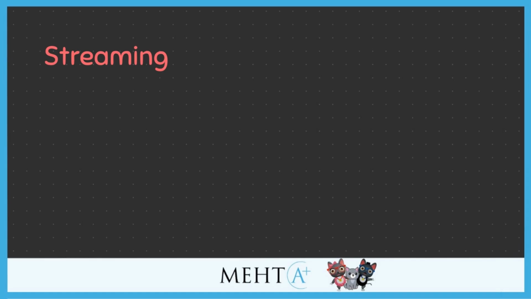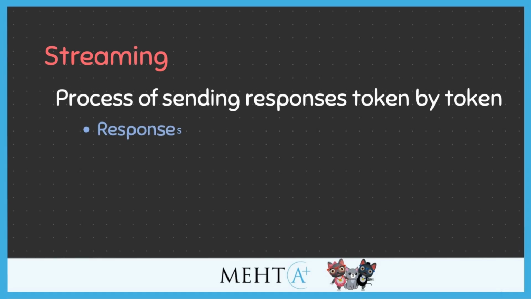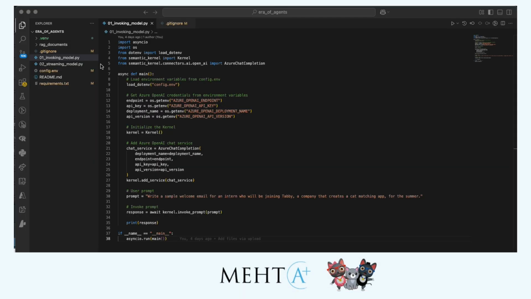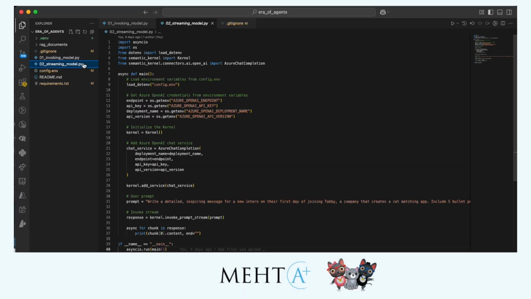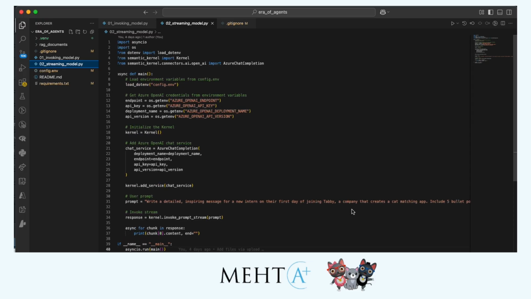That's when responses are delivered token by token. The responses are perceived to be faster and keep users engaged. It allows for earlier interruption and is often more memory efficient for larger responses. So let's go to 02streamingmodel.py. The prompt this time is to write a detailed, inspiring message for the new intern, and it should include 5 bullet points of advice. You can take a look at the streaming logic here. This time, we're invoking a prompt stream and printing each chunk as we get it.